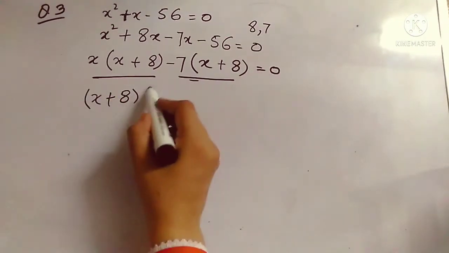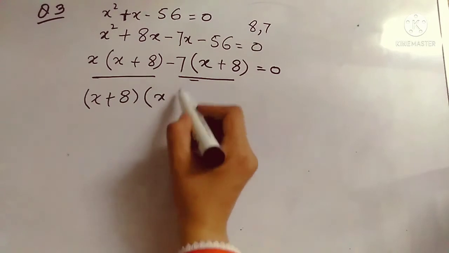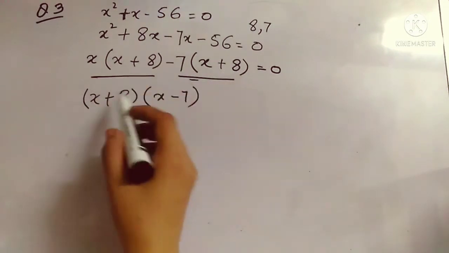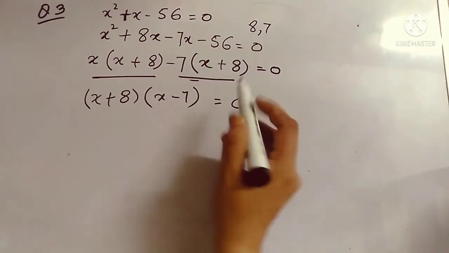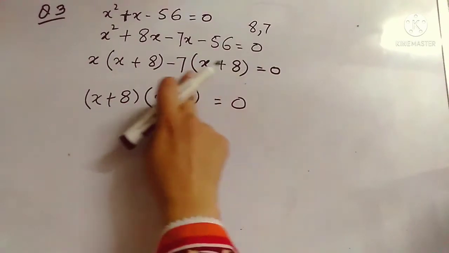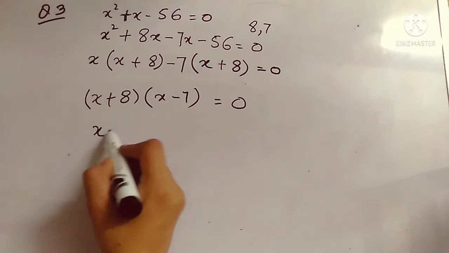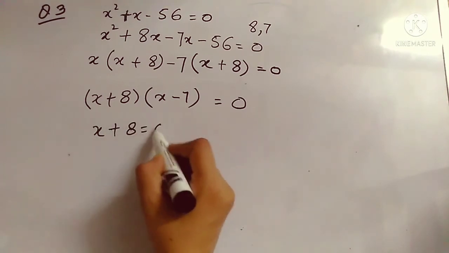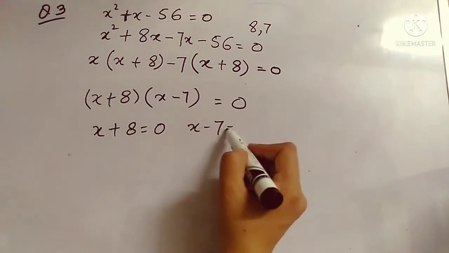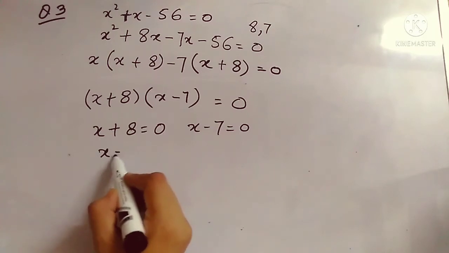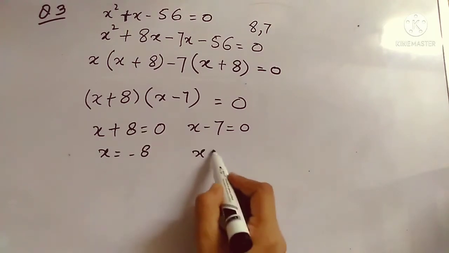Now what is left inside it? Here x is left and here 7 is left, because we have taken x plus 8 common, is equal to 0. Now these both brackets are equal to 0. So let's write them. x plus 8 is equal to 0 and x minus 7 is equal to 0. So here x is equal to minus 8 and here x is equal to 7.